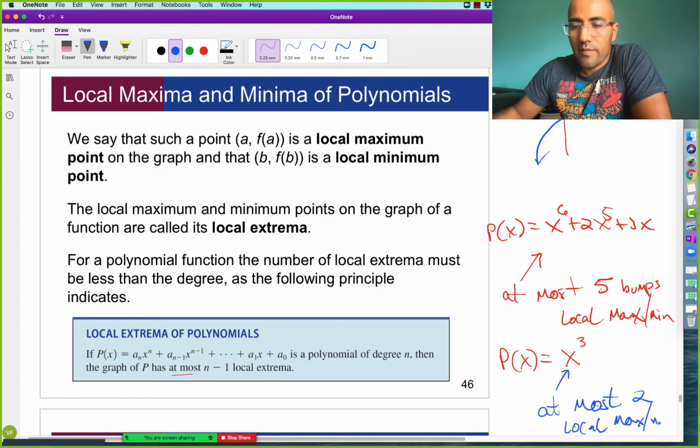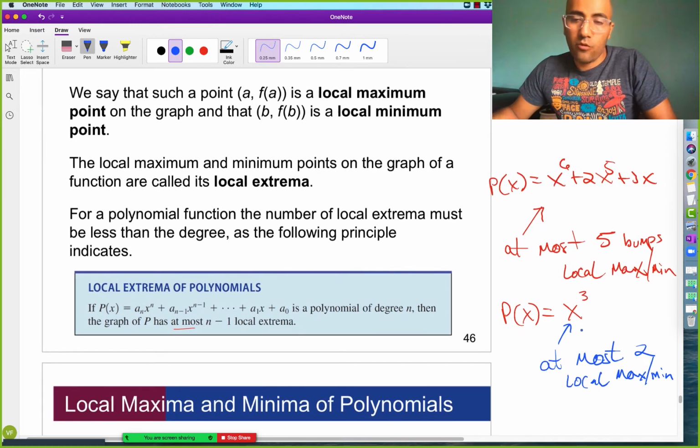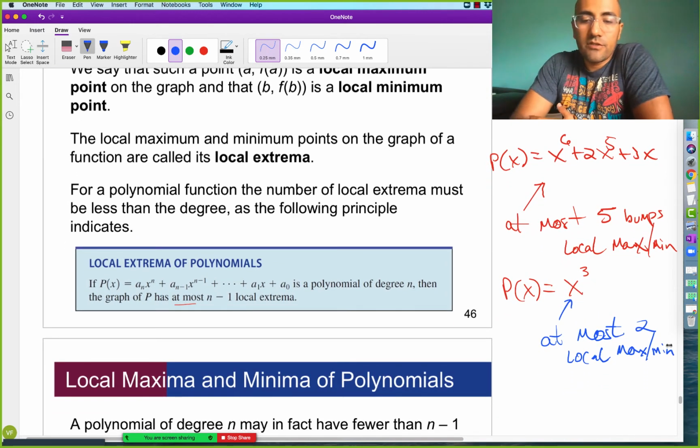But if I didn't know the graph of this thing, I could definitely tell that there are not 3 maximum minimums, or 4 or 5 or 6. There's at most 2. Any questions?